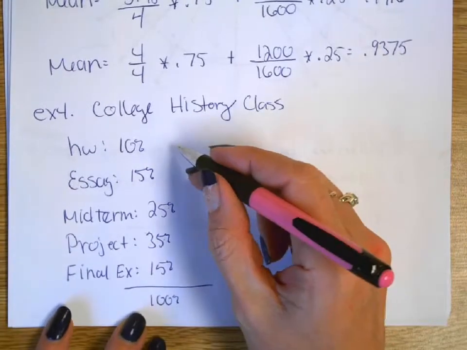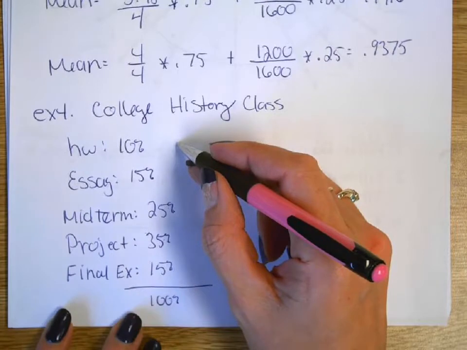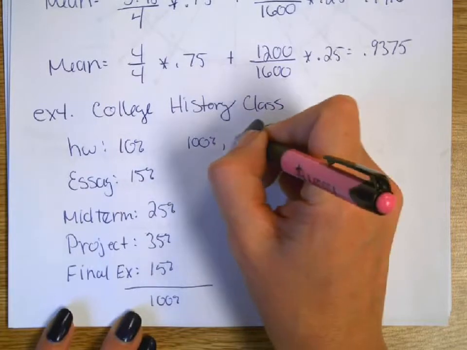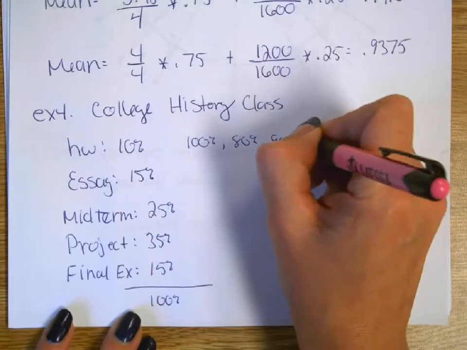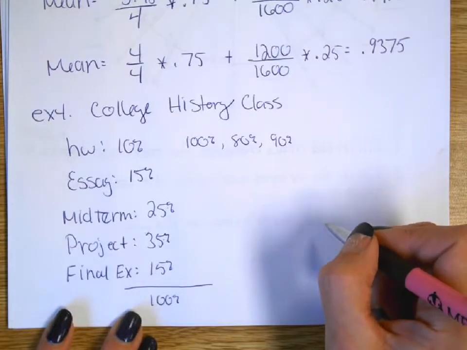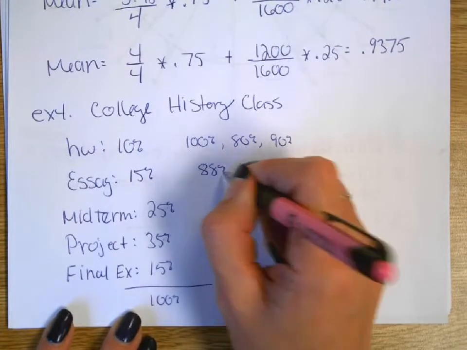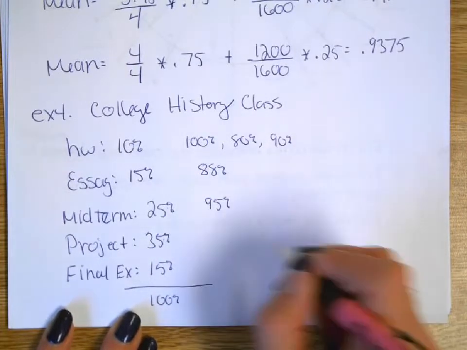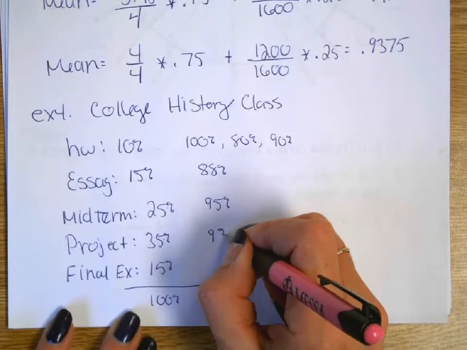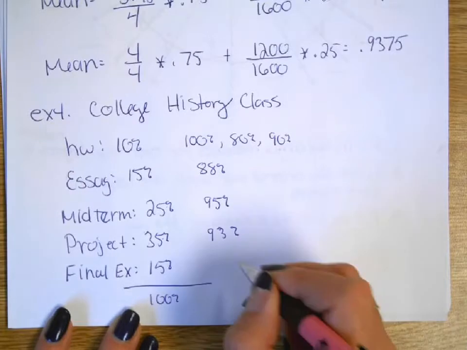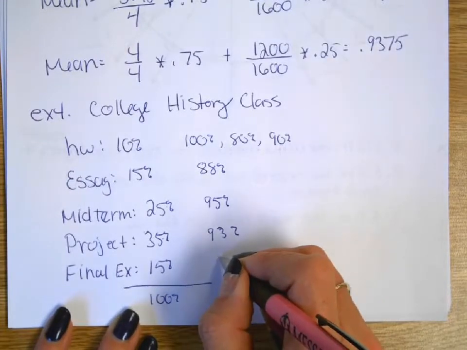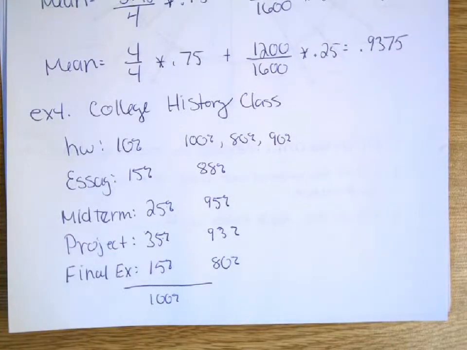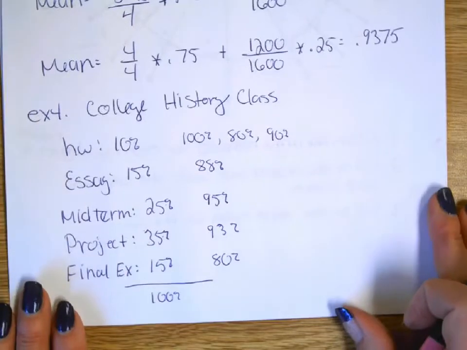So over the semester, the professor gave 3 homework assignments. You got a 100%, an 80%, and a 90%. Your essay, you got an 88%. Your midterm, you got a 95%. Your project, you got a 93%. And your final exam, because you didn't study so hard, 80%. So what will be your overall grade for the semester?